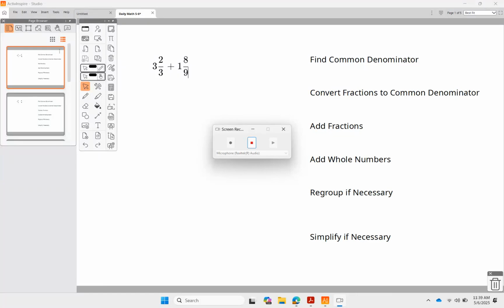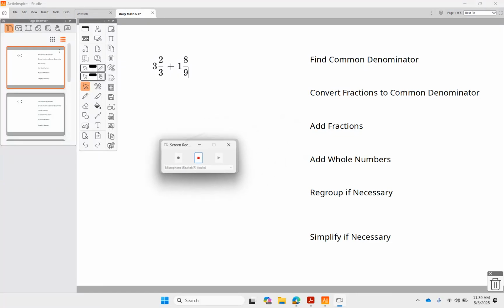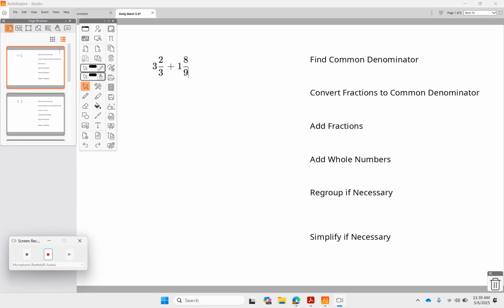Thank you for another daily math review. So hopefully you're using these notes and you're finding that they help. So here we are adding two fractions. We're actually adding mixed numbers.